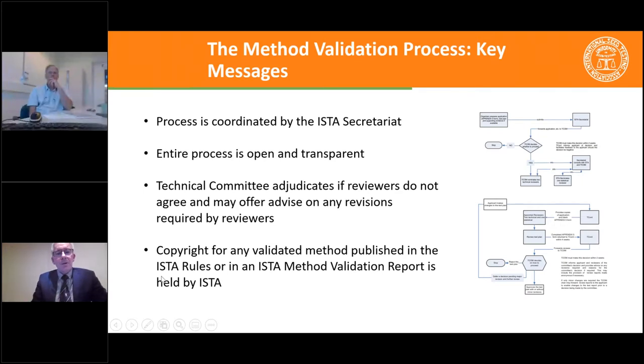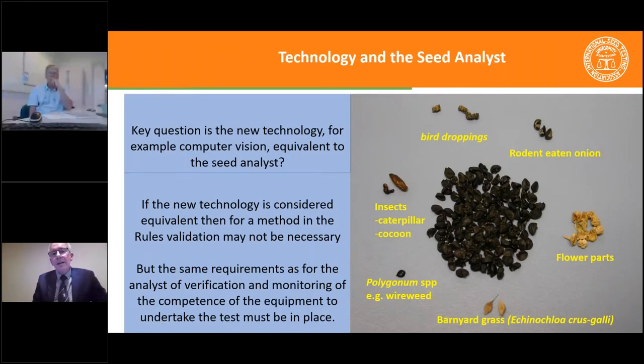The last case that I want to look at, and I think this is important in terms of this webinar for computer vision, is a key question in terms of comparing the technology and the seed analyst. Remembering that the seed analyst is key in the laboratory for actually undertaking the test, and there is potential for some of the new technologies, for example, computer vision, to support or perhaps in some cases replace the seed analyst. So a key question is: is the new technology equivalent to the seed analyst? If the new technology is considered an equivalent, then for a method in the rules, validation may not be necessary. If essentially what you may be doing is replacing the seed analyst or supporting the seed analyst with this new technology.